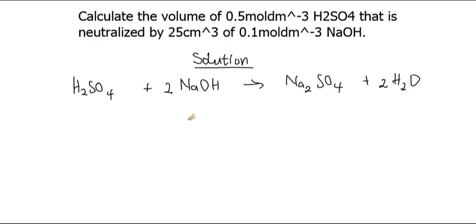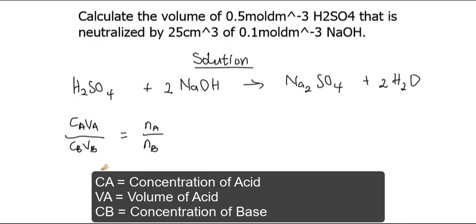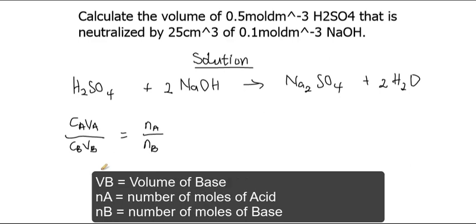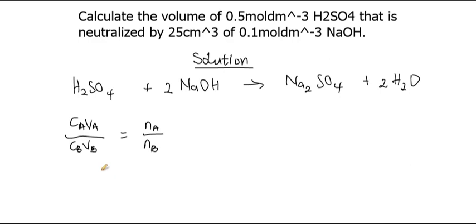After writing out a balanced chemical equation, in any calculations involving neutralization reactions, the formula we'll be using is CAVA divided by CBVB, which is equal to Na over Nb, where Ca is the concentration of the acid, Va is the volume of the acid, Cb is the concentration of the base, Vb is the volume of the base, while Na and Nb are the number of moles of the acid and the base respectively, which is usually gotten from a balanced chemical equation. Let's proceed.